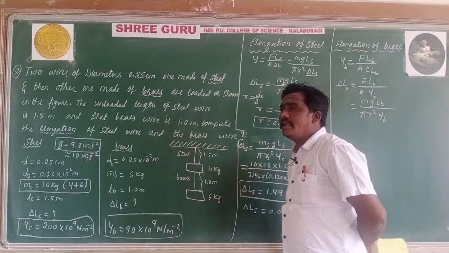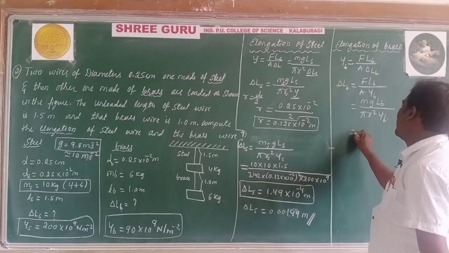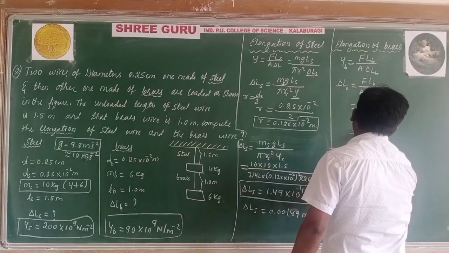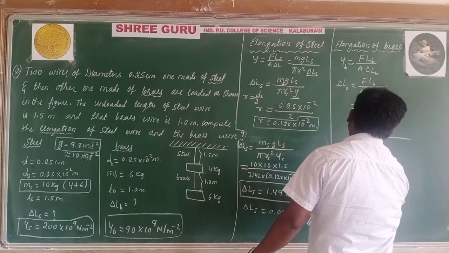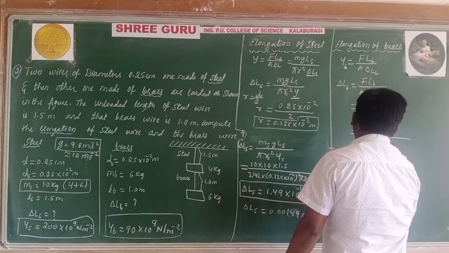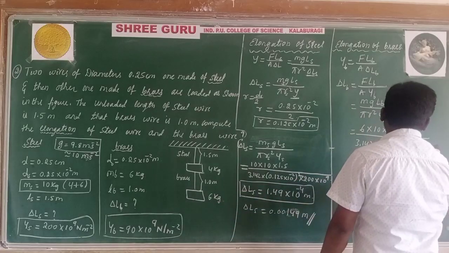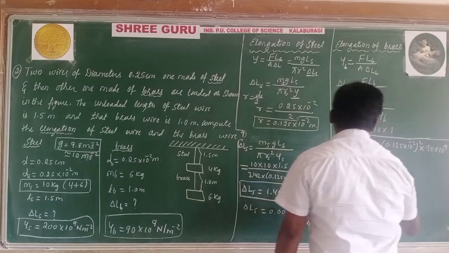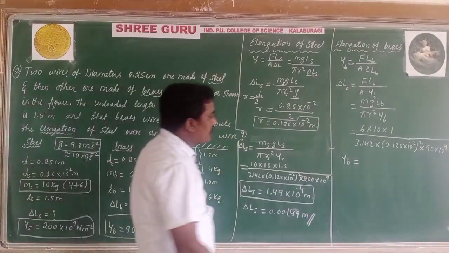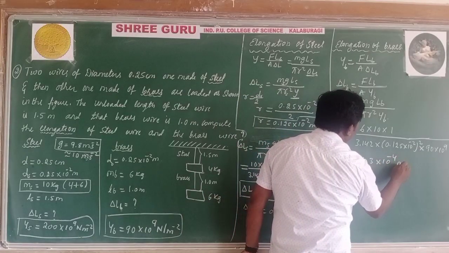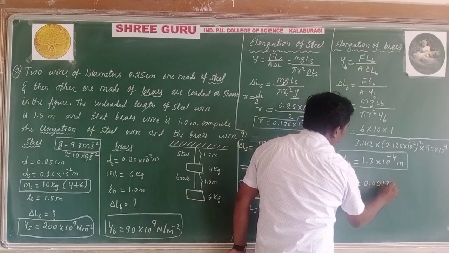Why? Because the radius for both the wires, the steel wire as well as the brass wire, is the same; the diameter is the same. Now the mass for the brass rod is 6 kg, acceleration due to gravity is 10, length is 1 meter, and the denominator is pi, 3.142, and r is 0.125 into 10 raised to minus 2, whole square, and Young's modulus for brass is 90 into 10 to the power of 9. Now just calculate using a calculator: the elongation of the brass rod is around 1.3 into 10 raised to minus 4 meter, or you can say 0.0013 meter.